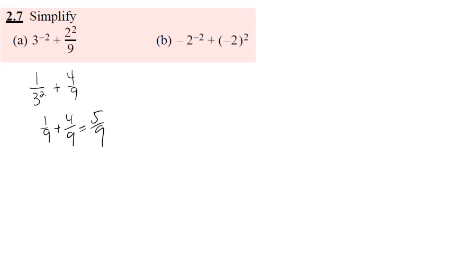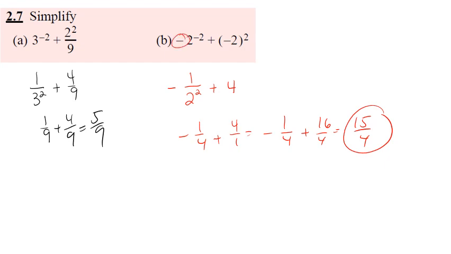Next example, this is going to be negative 1 over 2 squared plus 4. Negative 1/4 plus 4 over 1, common denominator. And that's 15 over 4. Remember, this is not part of the base, so we just bring it down into our work.